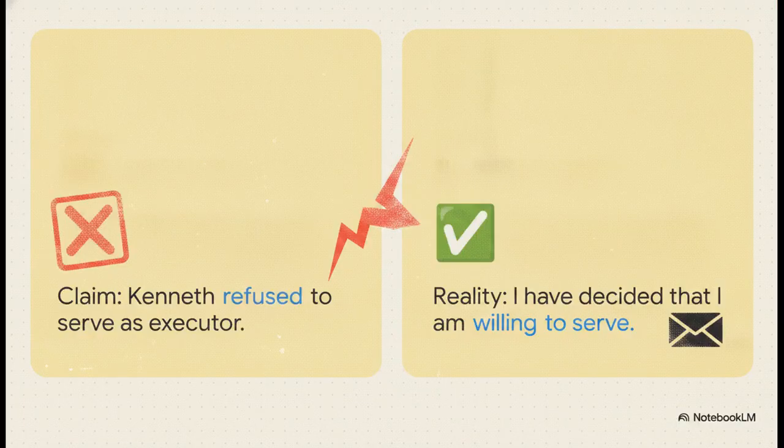To prove this adverse stance, the evidence package highlights a pretty stark documentary contradiction. The attorney files a claim stating Kenneth refused to serve. But look at the time-stamped reality. There's an email from Kenneth just days prior explicitly stating, "I have decided that I am willing to serve as executor." So the adverse filing directly contradicted evidence sitting right there in the attorney's own inbox.